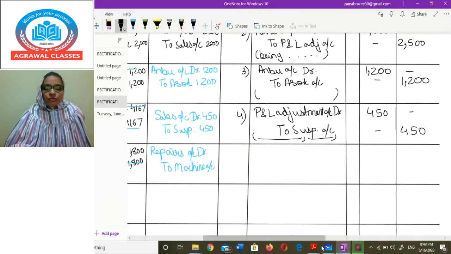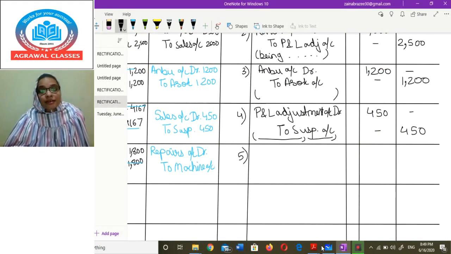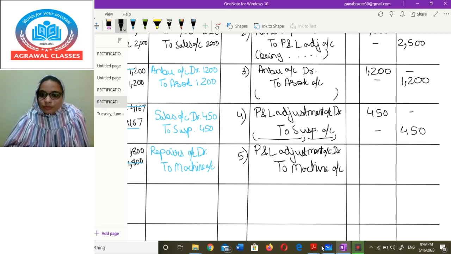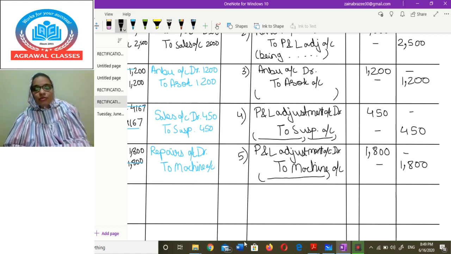So the final solution would be, again repairs is a nominal account. It will be replaced by the word P&L adjustment account. P&L adjustment account debit to machine account. We can write being repairs debited to machine account, now rectified या now adjusted, any word you can use. But the narrations are important. Coming on to the last point.